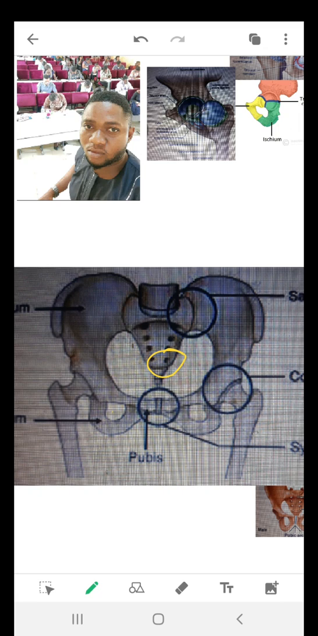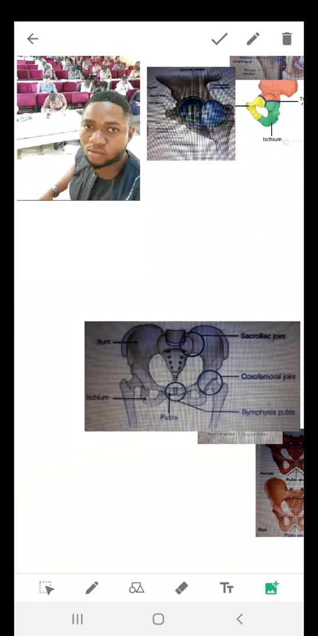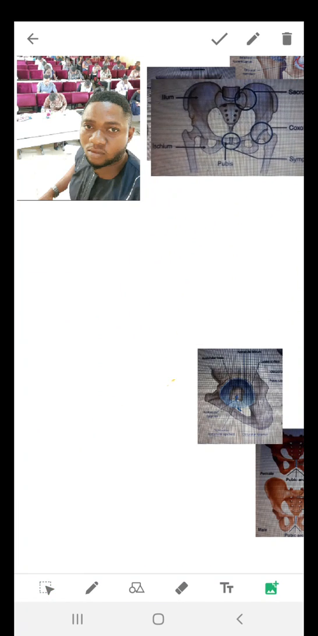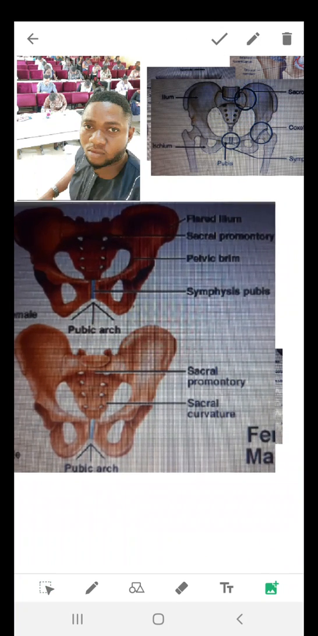Then we have the pubic symphysis here. Of course, we spoke about this joint in our last class. It is the joint between the symphysial surfaces of the 2 pelvic bones. Okay, so that is that. Let me pick this bone.